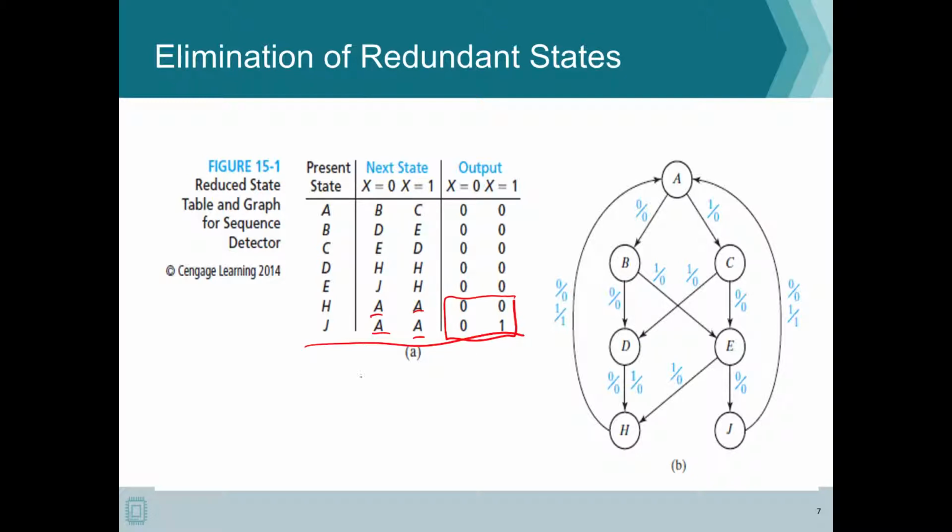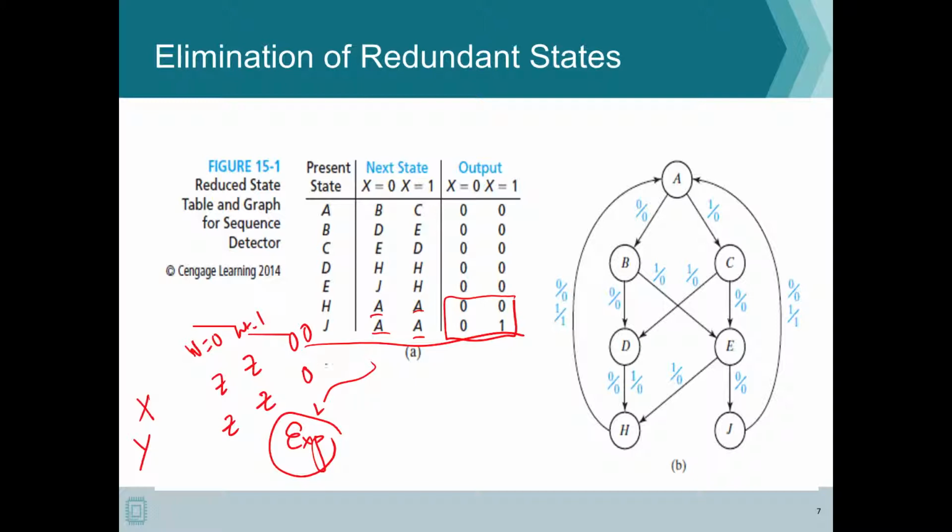So for the equivalence itself, there are two types. One is explicit, as we have seen in the previous cases, where let's say you have two states X and Y, and with an input W equal to 0 and W equal to 1, they go to the state Z, Z, Z, and Z, and the outputs are also the same, let's say 0, 1, 0, 0, 0, 0. So we say explicitly they are equivalent.